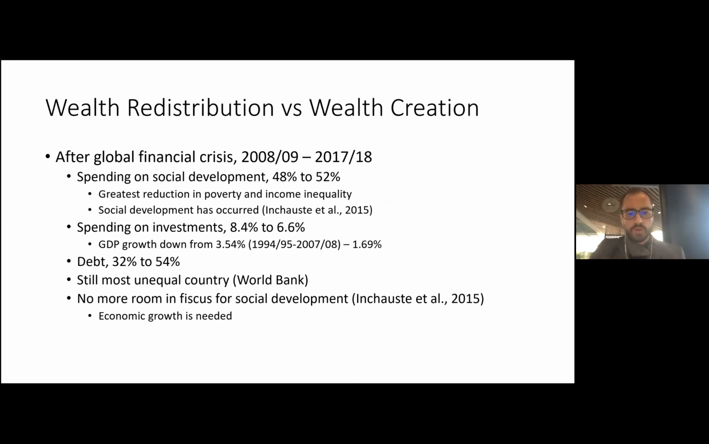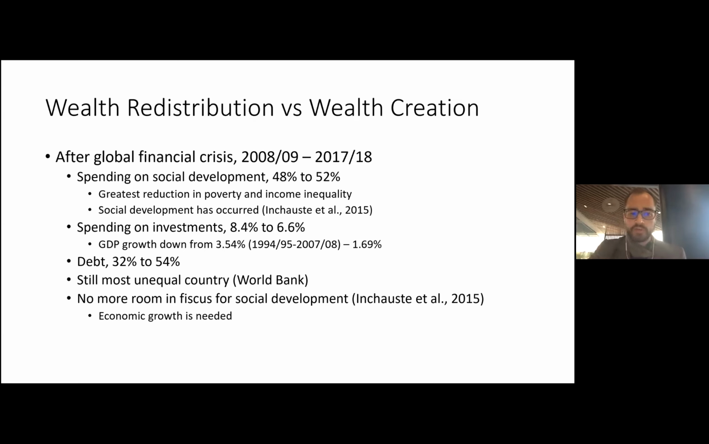So after the global financial crisis, what we saw happen here is specifically from 2008-09 to 2017, as most countries do, they start spending more. The problem is we just never stopped spending more. And specifically, we didn't spend on these wealth creative policies that I referred to earlier. So spending on social development as a percentage of total expenditure increased from 48 to 52%.